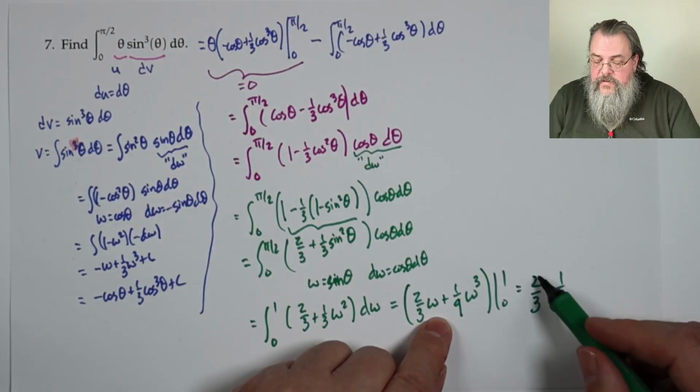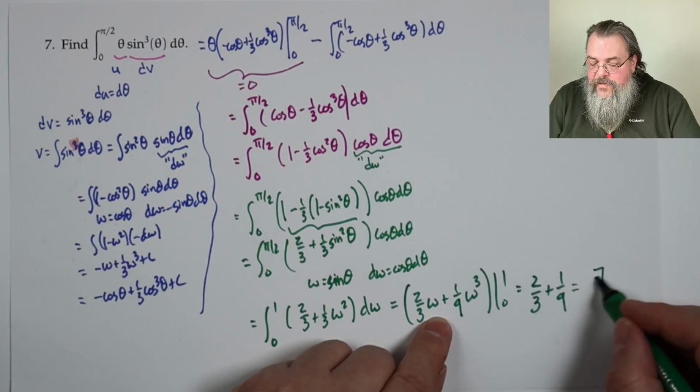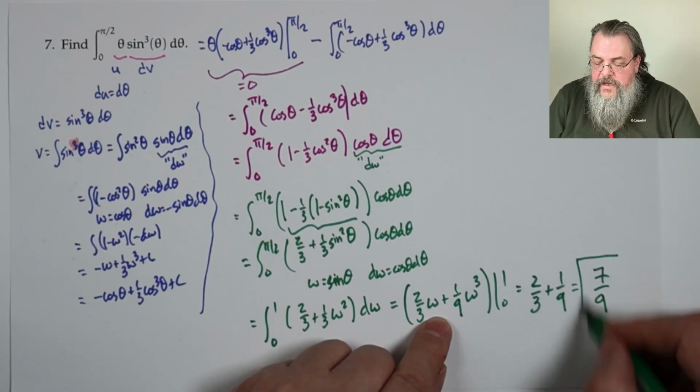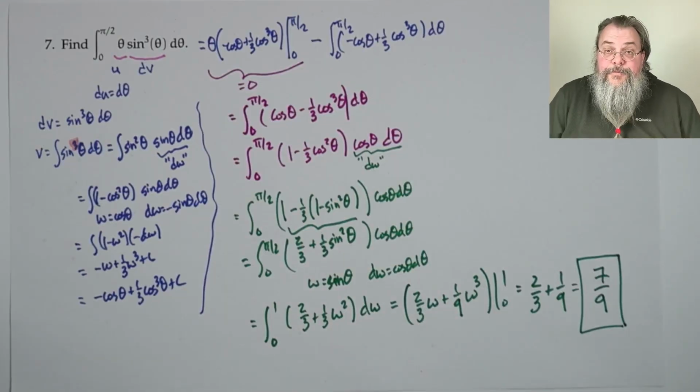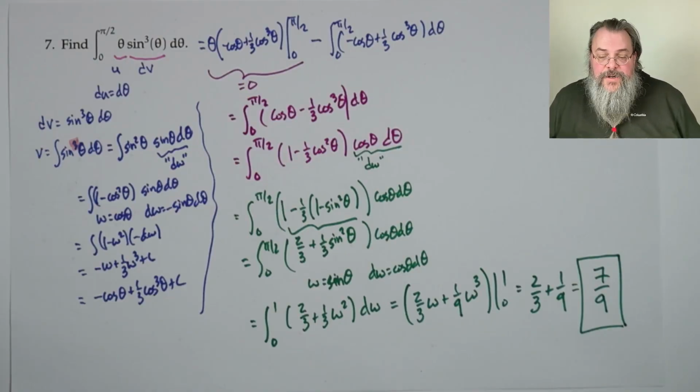Well, that's 6/9 plus 1/9 makes 7/9. And there we go. Great. So we're done. We found our answer. We wanted a number. We got a number.